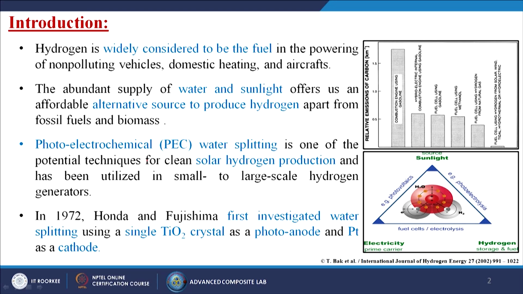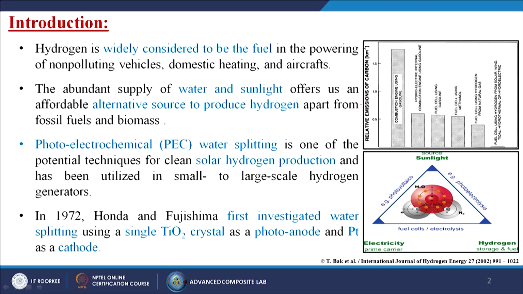One of these techniques is called photo-electrochemical water splitting, which is one of the potential techniques for clean solar hydrogen production and has been utilized in small to large scale hydrogen generators. In 1972, Honda and Fujishima first investigated water splitting using a single titanium dioxide crystal as a photoanode and platinum as a cathode.